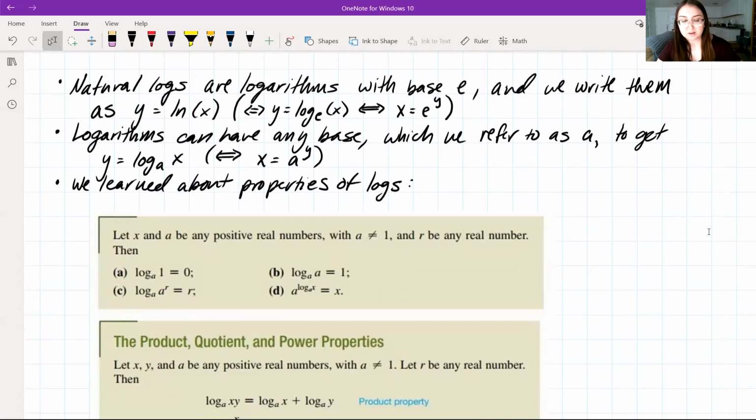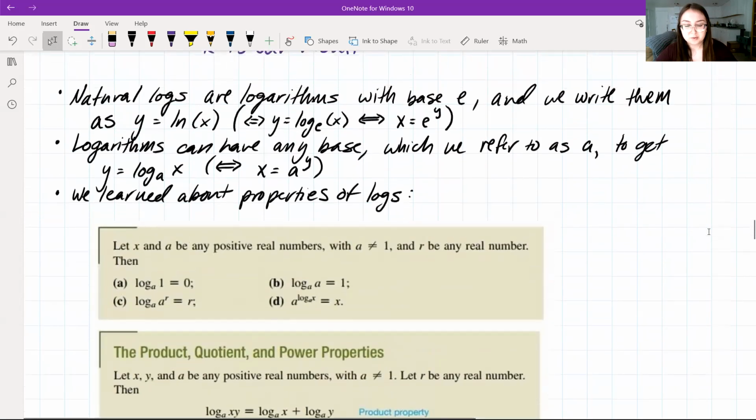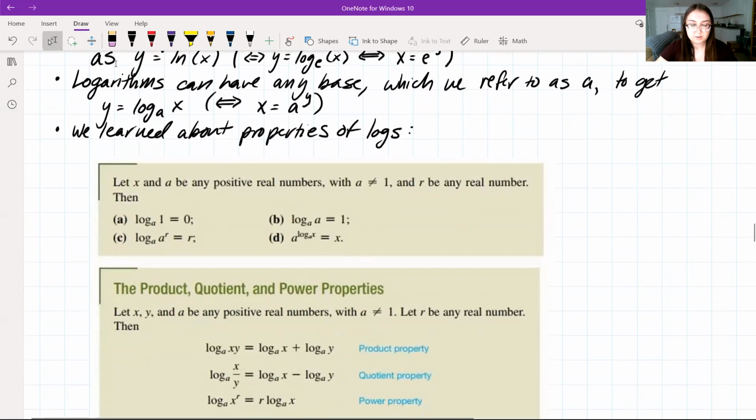We also learned about some properties of logarithms. If we let x and a be any positive real numbers, when we say that, we're talking about this equation right here.